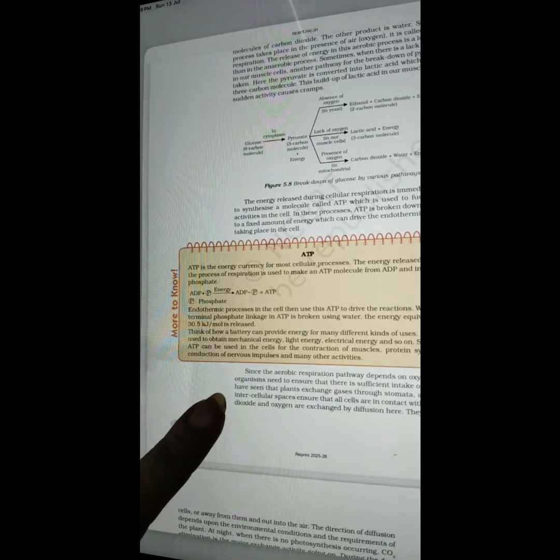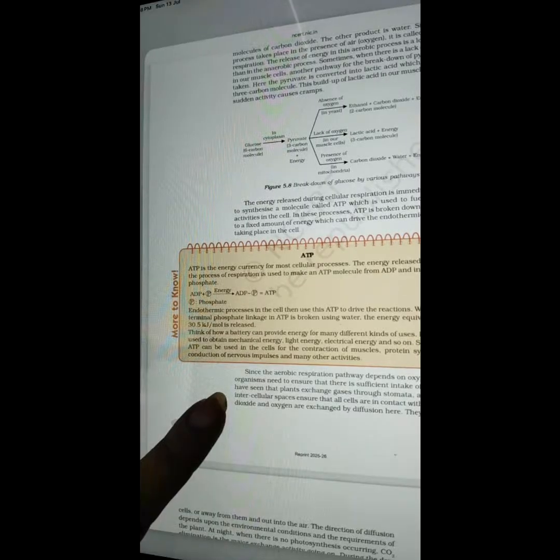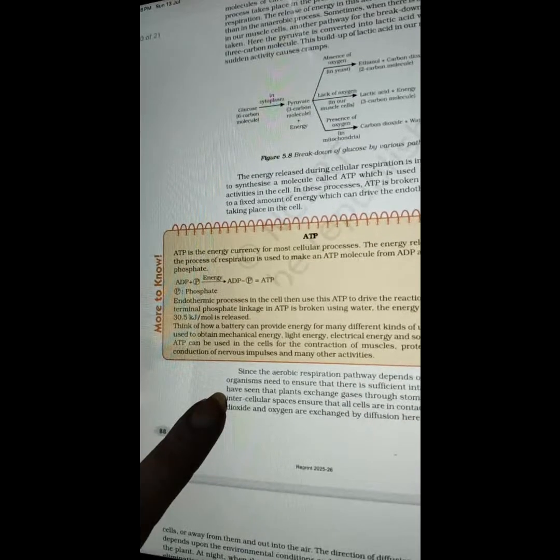Think of how a battery can provide energy for many different kinds of uses. It can be used to obtain mechanical energy, light energy, electrical energy, and so on. Similarly, ATP can be used in the cells for the contraction of muscles, protein synthesis, conduction of nerve impulses, and many other activities.